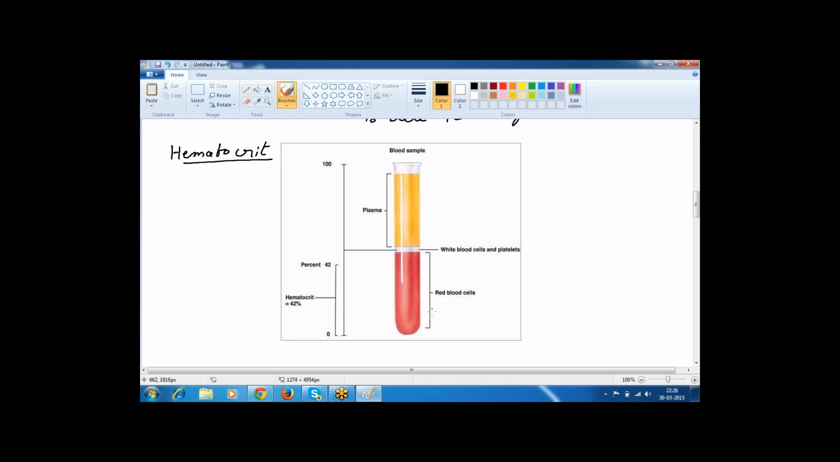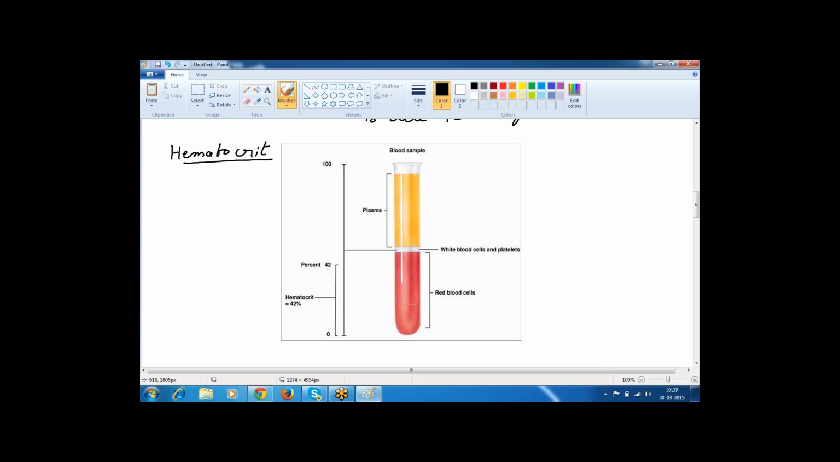So this is the test tube. What is hematocrit? What they do is they take a sample of blood, put it in a test tube and allow it to stand for some time. Cells being heavier, they will start settling down, and on the top you will just have plasma. So all RBCs have got settled down.